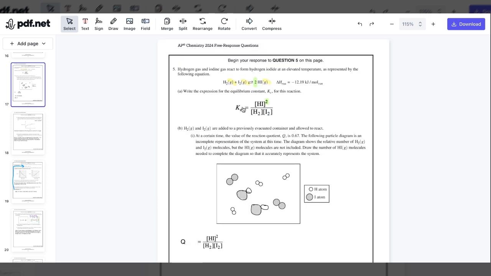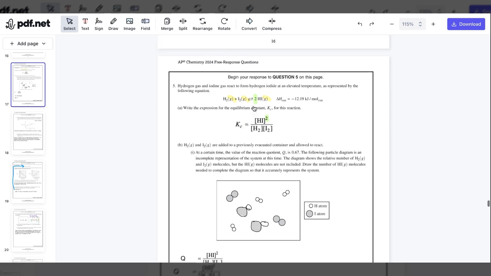Letter A. It says write the expression for the equilibrium constant Kc for this reaction. Kc is when you're at equilibrium, right? That's the values you would plug in hypothetically, and it's concentration. So you do concentration of HI over H2 times concentration of I2, in hard brackets. They're all gases. If there was any solids, this would not have worked. But because these are gases, they're good to go. You can use all of them.